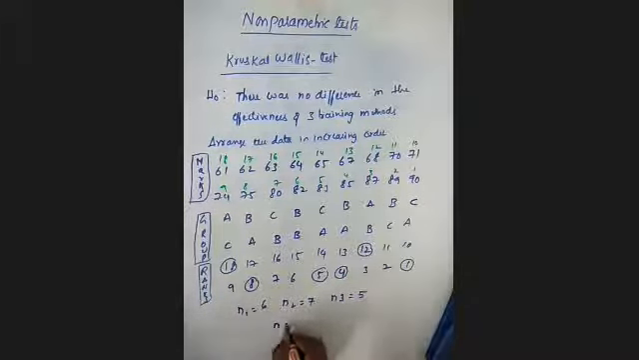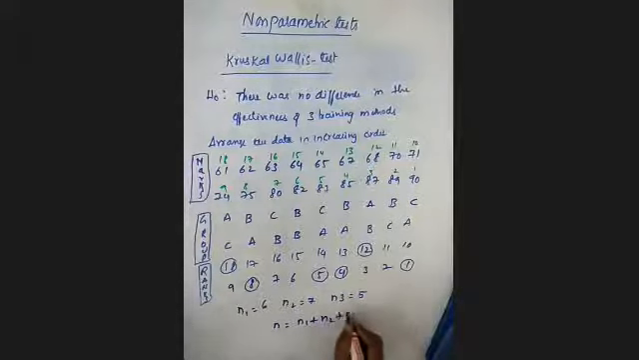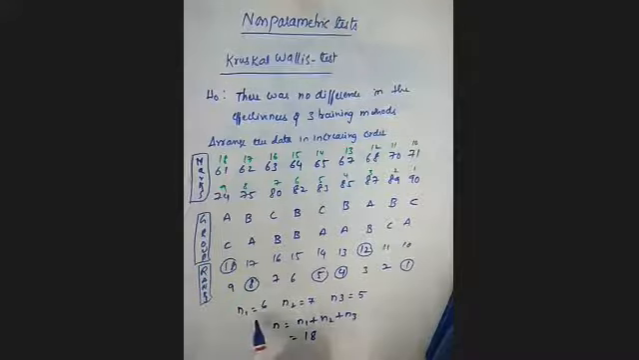Total, N1 plus N2 plus N3 is equal to 18. Okay, you remember this. N1 means in training method A, they have included 6 members. In training method B, they have included 7 members, and in case of training method 3, they have given only 5 members. Clear? If you add, you will get a total of 18 here.